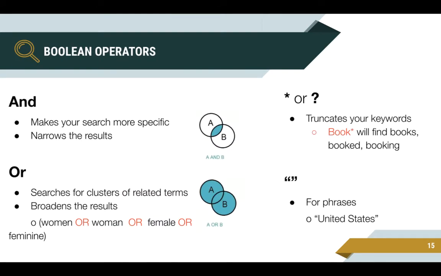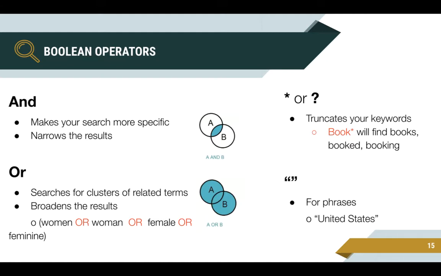This might also be a little bit of a review. Everyone's favorite topic, Boolean operators. So this is how we add terms together and how our databases, catalogs, our search tools can make sense of our searching. So AND makes your search more specific and narrows down your results. OR searches for clusters of related terms and broadens the results. So an example might be if you're looking for something within the realm of women, you might search for women or woman or female or feminine.